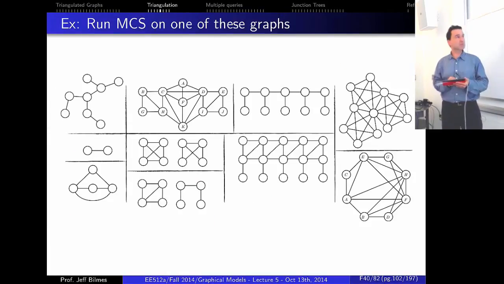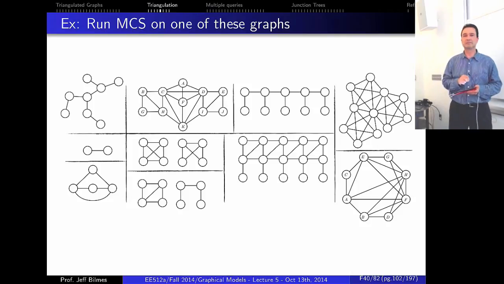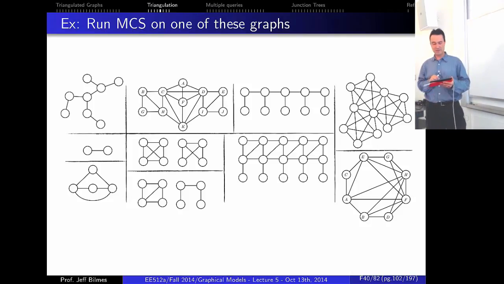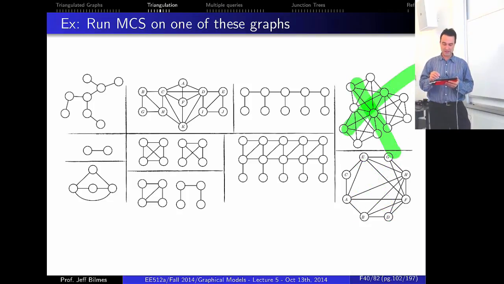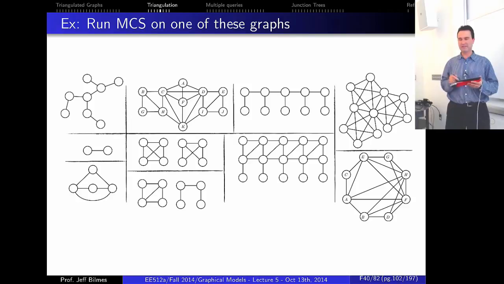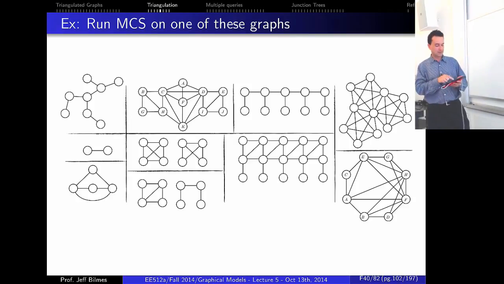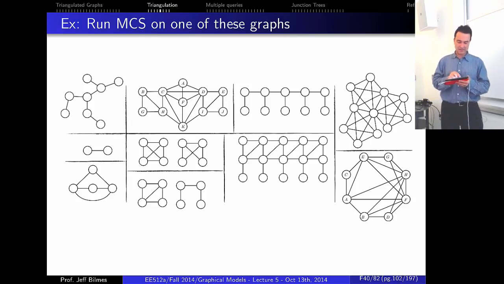Let's run it. Which one of these graphs do you want to run it on? Don't choose too simple a one. Let's not use this one. Don't choose too simple or too complicated. But which one would you like to choose? Or any one you want. I don't care. Left bottom first. Okay, let's do this one.